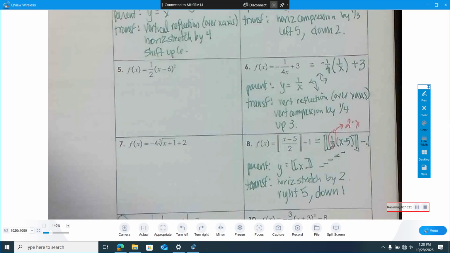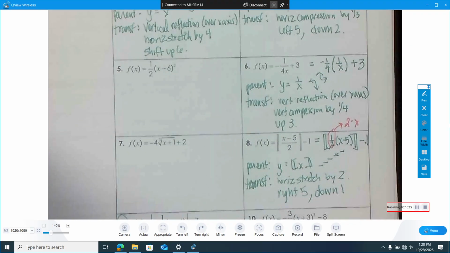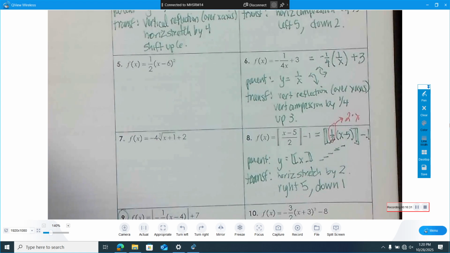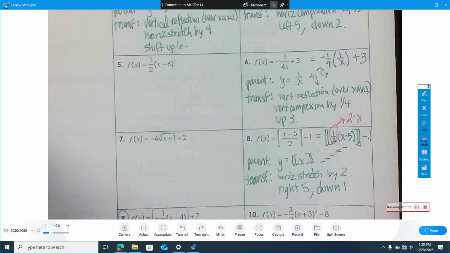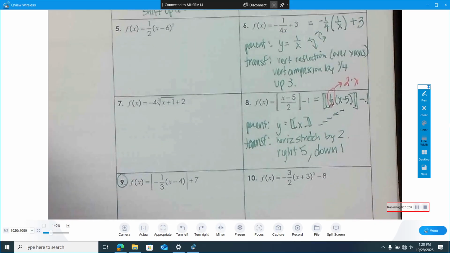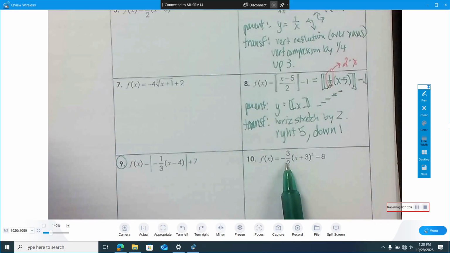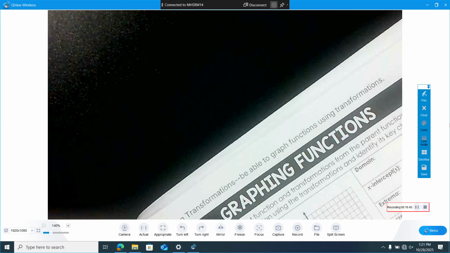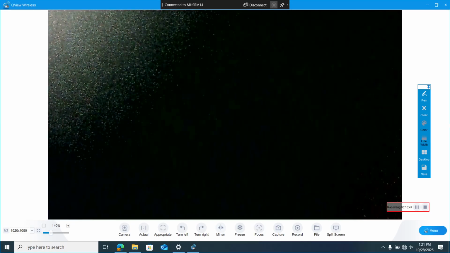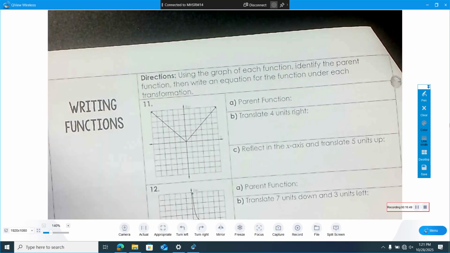You good so far? Good. All right, let's look at number, do we want to do number 10? No. No? We're good? All right, let's turn the page. See what's going on here.